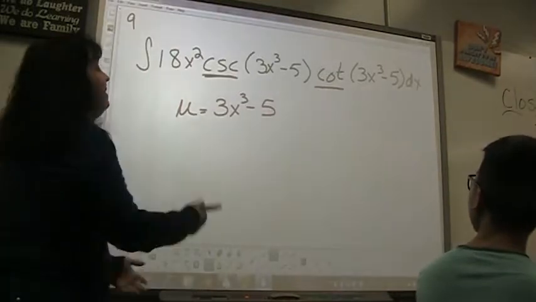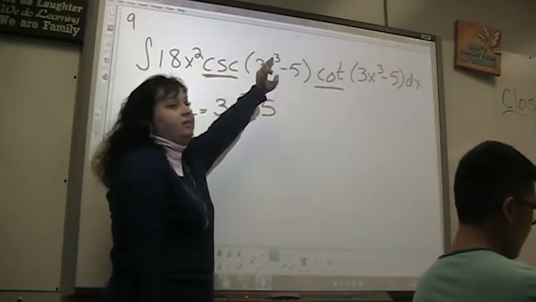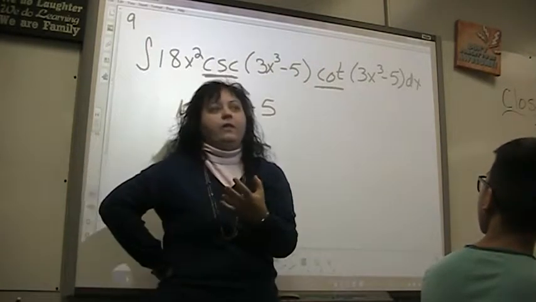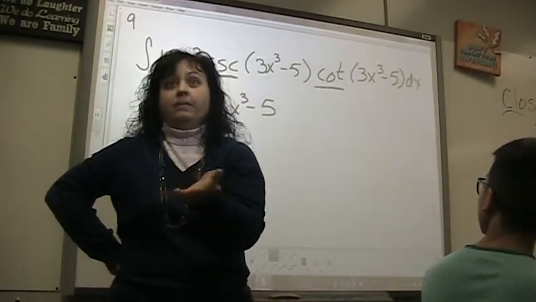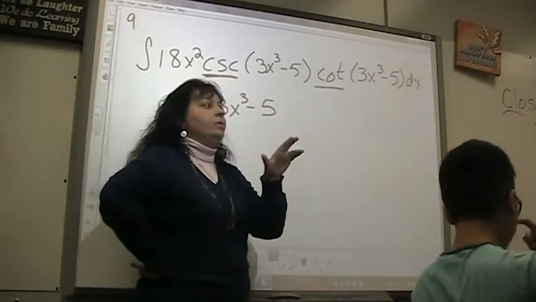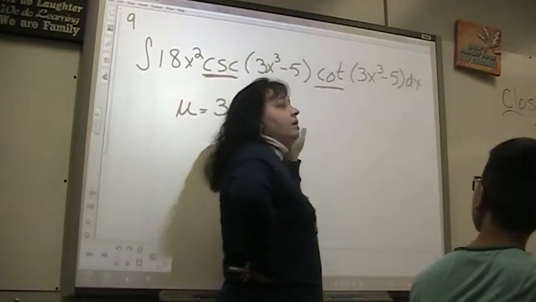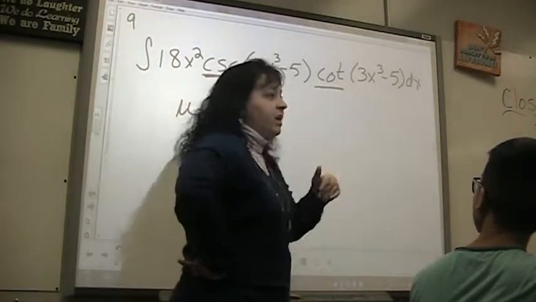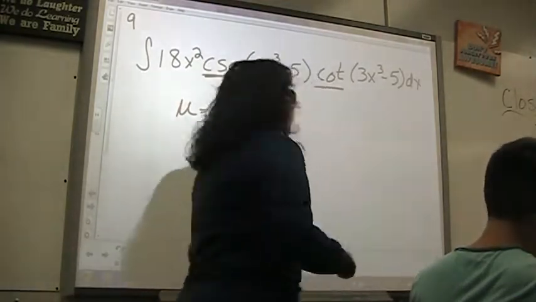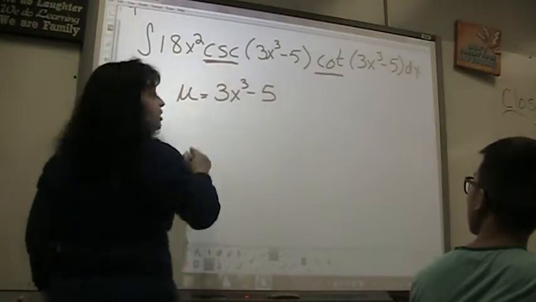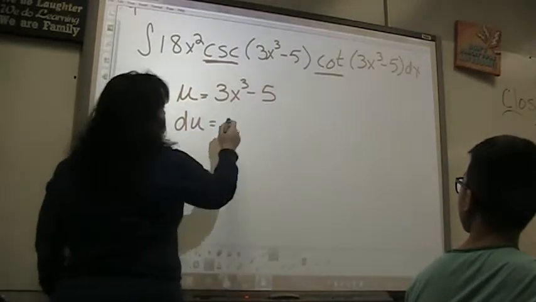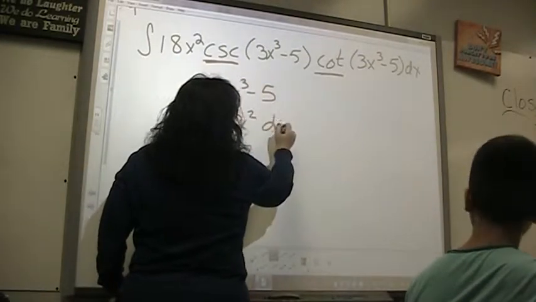Okay, the thing that makes this whole thing ugly is that 3x to the third minus 5, right? If I quickly take the derivative of that, I get x squared, right? I got an x squared on the outside. We're going to be okay. What's the derivative of this? 9x squared. Forget the 9. I have an x squared out here. So du equals 9x squared dx.